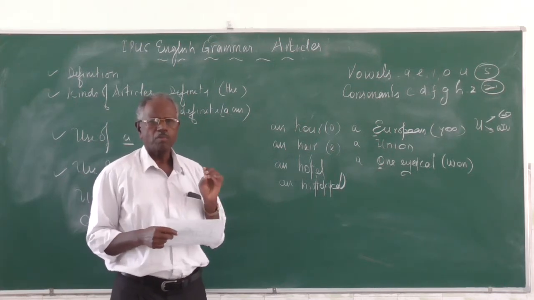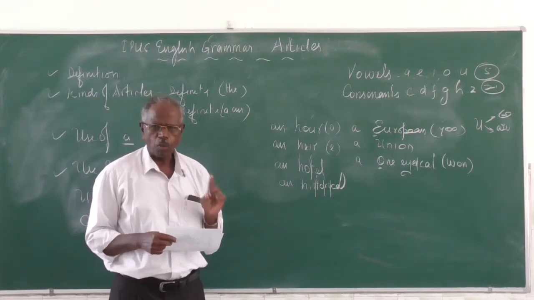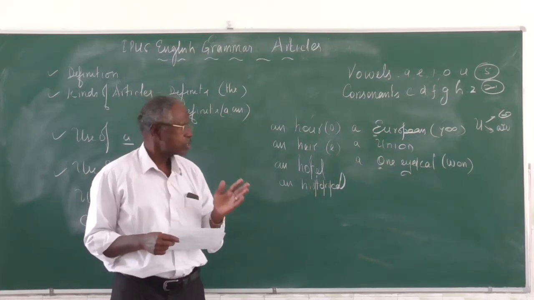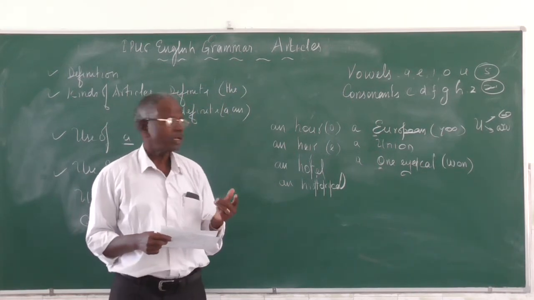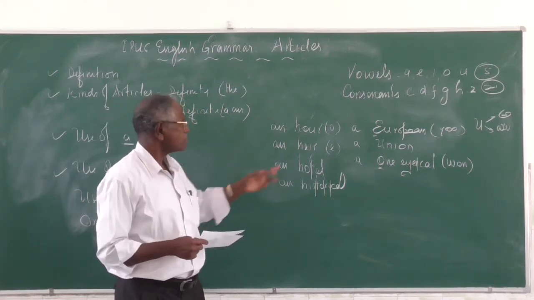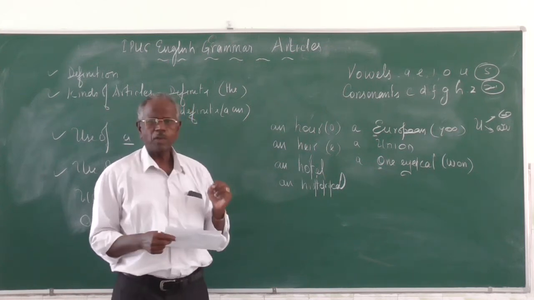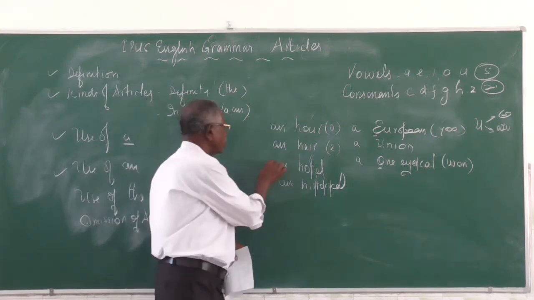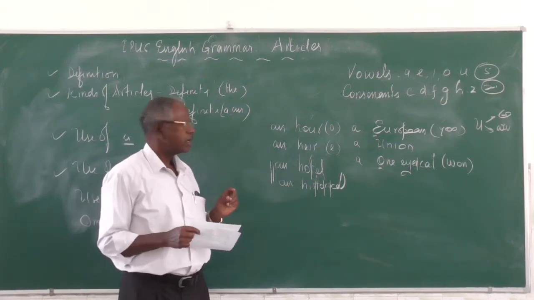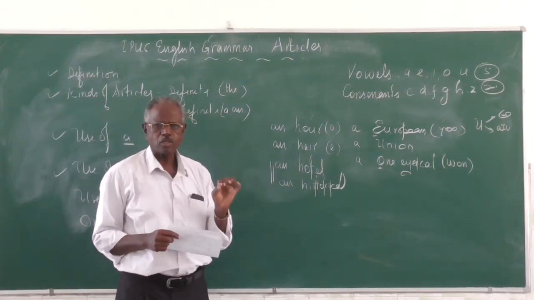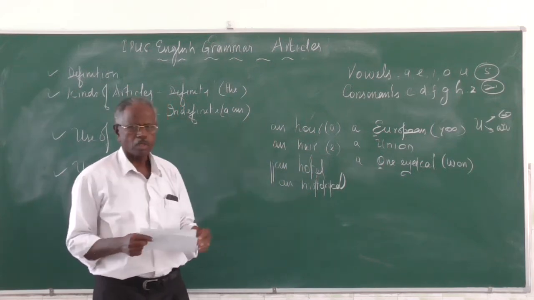An is used before a word beginning with a vowel, and before a word beginning with a consonant having a vowel sound. Then before a word beginning with H, not accented on the first syllable. Accent or stress should not be on the first syllable; it can be on the second or third. So these are the three rules.